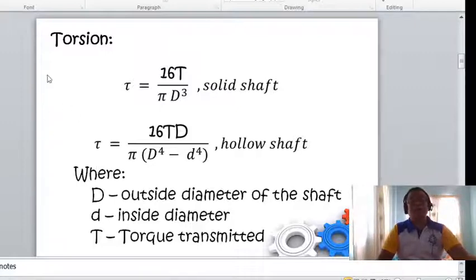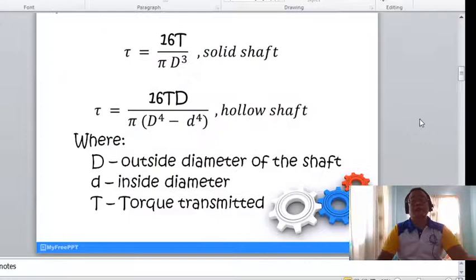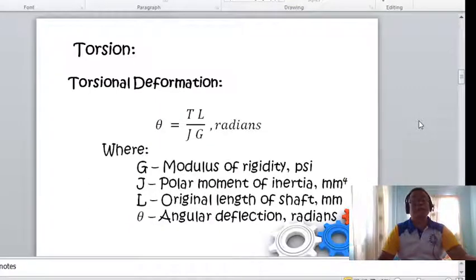This is also derived from the original equation Tc over J, where D is the outside diameter of the shaft, d is the inside diameter of the shaft, and T is the torque transmitted. Next is the torsional deformation. The basic equation is TL over JG: torque multiplied by the length of the material, over the polar moment of inertia and the modulus of rigidity.